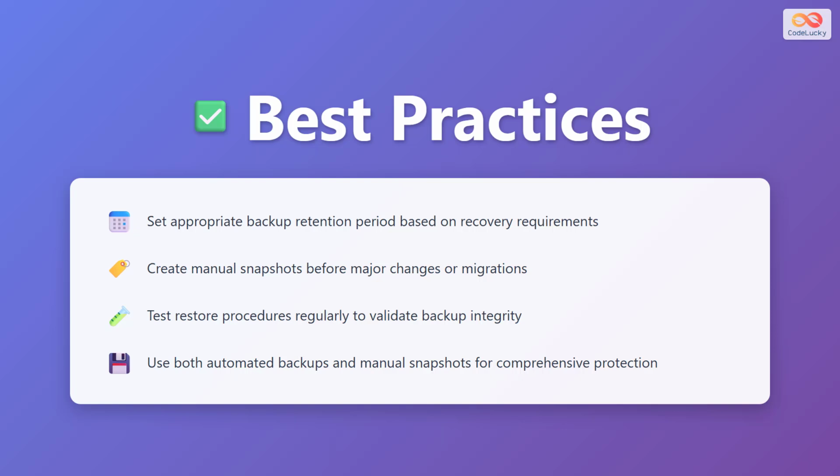Follow these best practices for effective RDS backup management. First, set an appropriate backup retention period based on your specific recovery requirements and compliance needs. Second, always create manual snapshots before performing major changes or migrations as an additional safety measure. Third, test your restore procedures regularly to validate backup integrity and familiarize your team with the recovery process. Finally, use both automated backups and manual snapshots together for comprehensive, layered protection of your data.